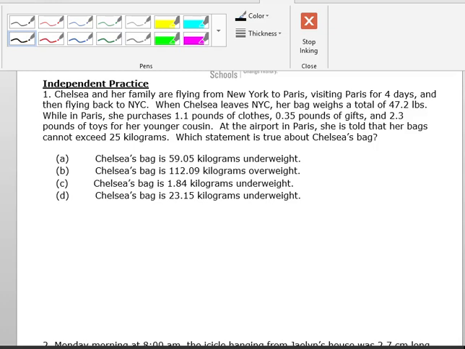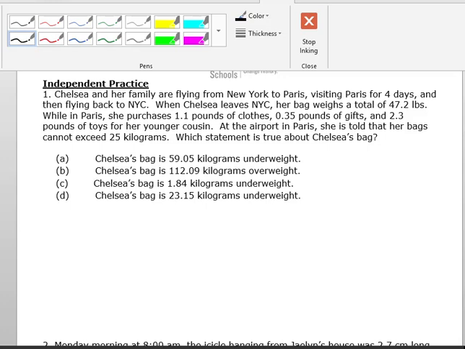Chelsea and her family are flying from New York to Paris, visiting Paris for 4 days, and then flying back to New York City. When Chelsea leaves New York City, her bag weighs a total of 47 and 2/10 pounds. While in Paris, she purchases 1.1 pound of clothes and 0.35 pounds of gifts and 2.3 pounds of toys for her younger cousin. At the airport in Paris, she is told that her bags cannot exceed 25 kilos.